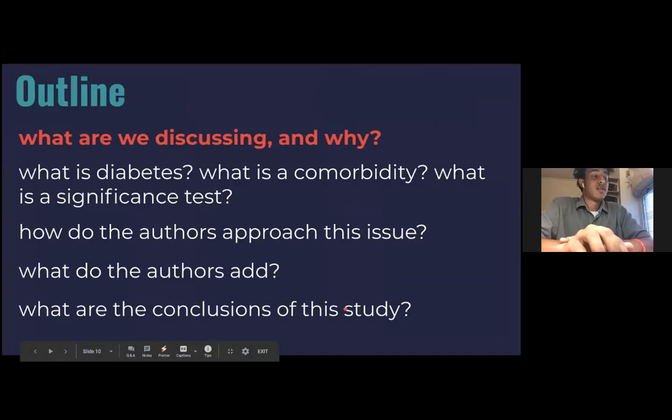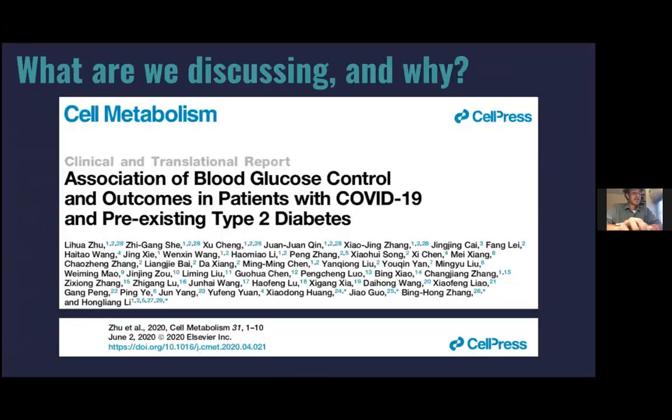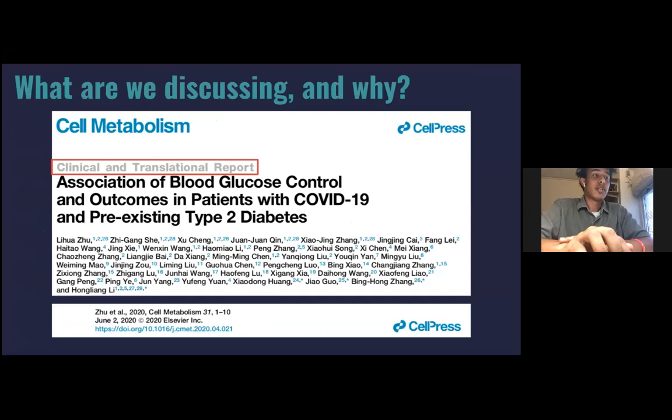Okay, so first let's talk a bit about what this paper is about and why it's important. This is the paper that we'll be discussing throughout the talk. The title is The Association of Blood Glucose Control and Outcomes in Patients with COVID-19 and Pre-Existing Type 2 Diabetes. This paper is what is known as a clinical and translational report, which just means that it is typically done on human participants, and it's more directed to direct health outcomes in the present.